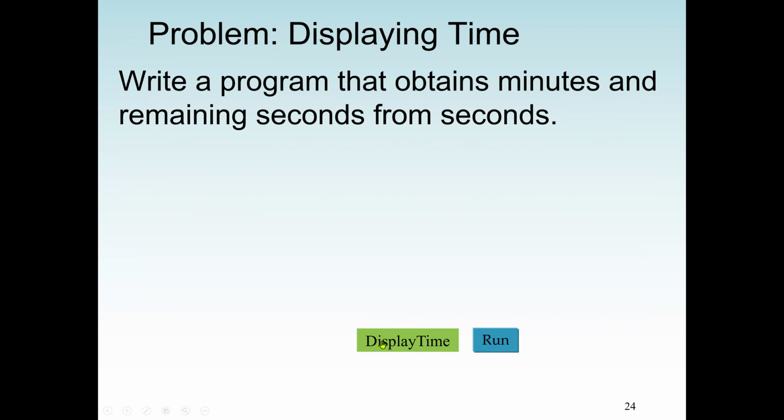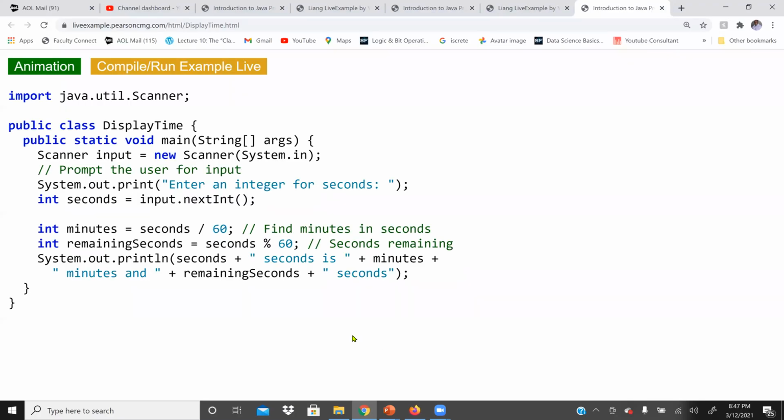Now let's go through our last program, which is displaying time. Here they use the remainder. We are going to ask the user to enter the time. So we have java.util.Scanner. Our main class name is DisplayTime, and we have our main method inside the main class. Then we use Scanner input equal to new Scanner(System.in). Now we ask the user to enter an integer for seconds. So we have int seconds equal to input.nextInt().